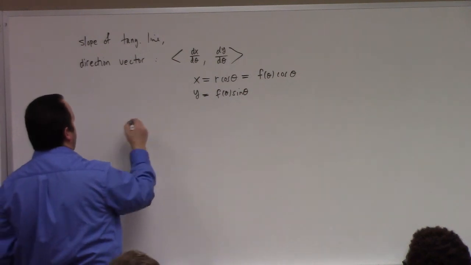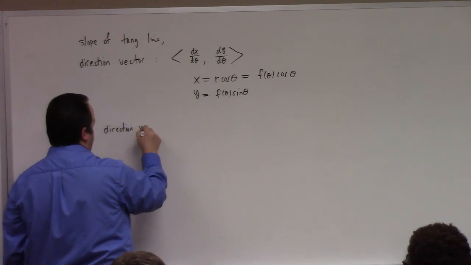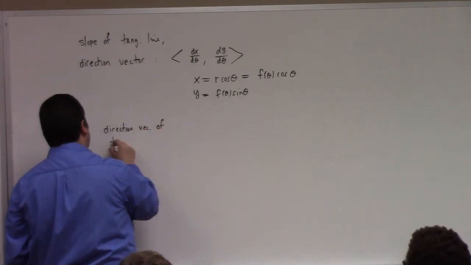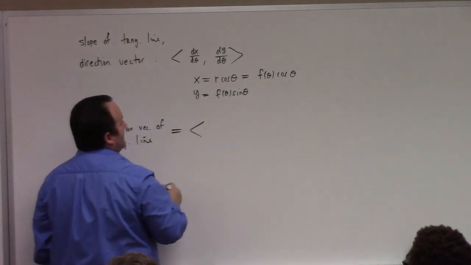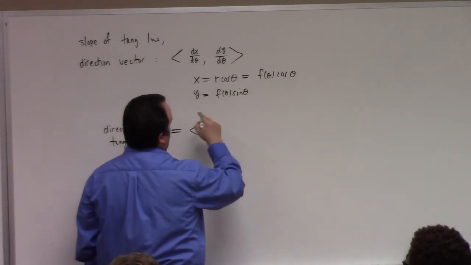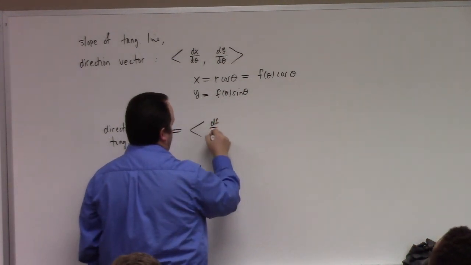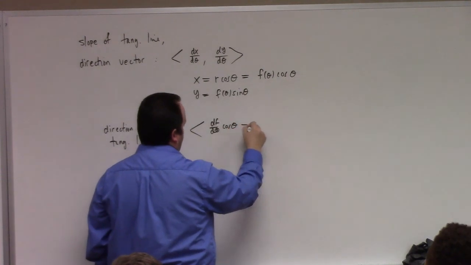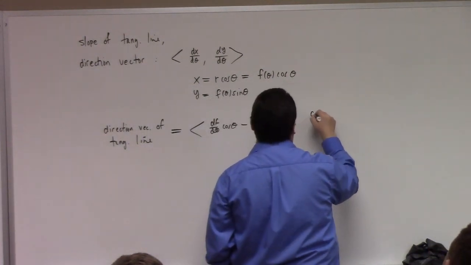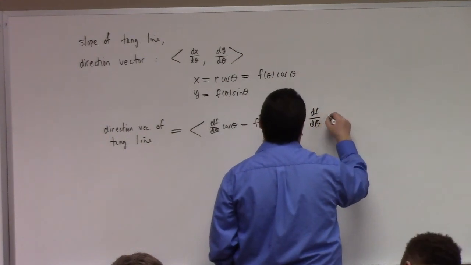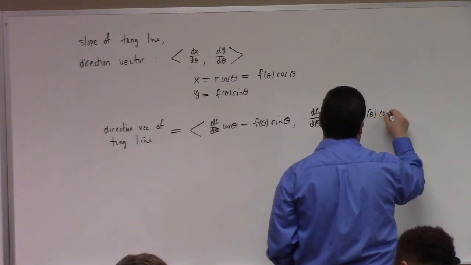So the direction vector of the tangent line, what is it? You've got to do the product rule, just like we did in that example there. So we get df d theta cosine theta minus f of theta sine theta, and df d theta sine theta plus f of theta cosine theta.